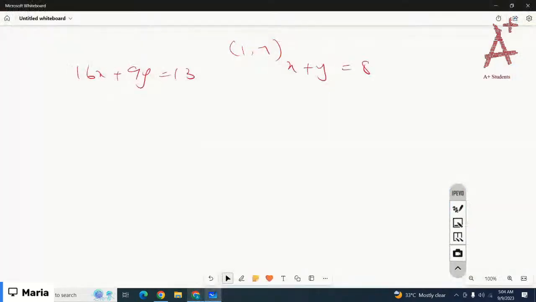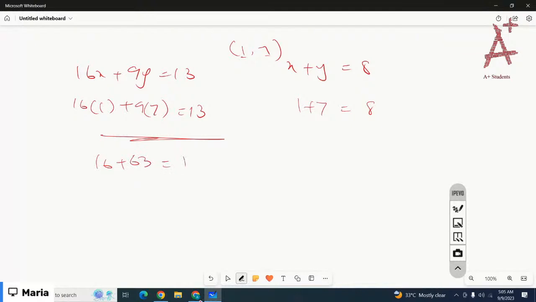Just simply put the point in both the equations: 16 times 1, that is x, plus 9 times 7, that is y, and that equals 13. Here you have 1 plus 7 equals 8. This side is equal, but 9 times 7 is 63, and when you add 16, that would be 79, which is not equal to 13. So this is not the solution of the given equations. The correct option is no.